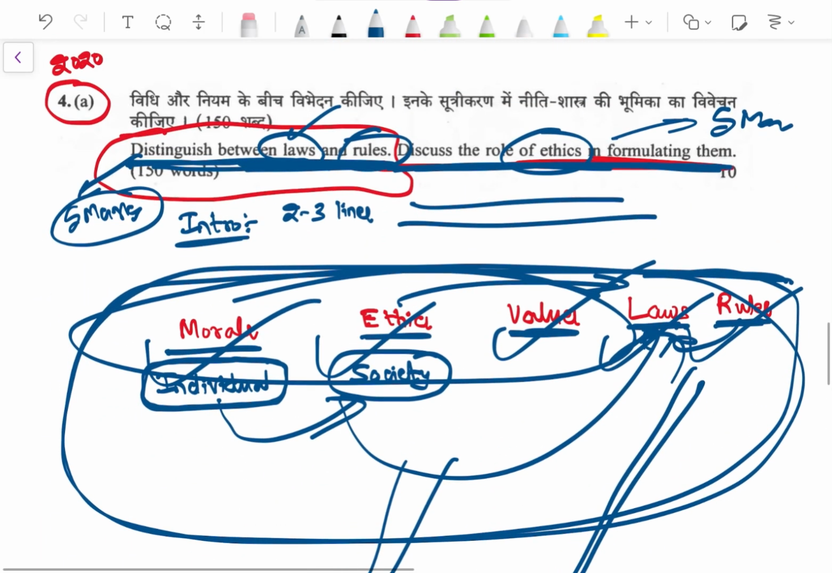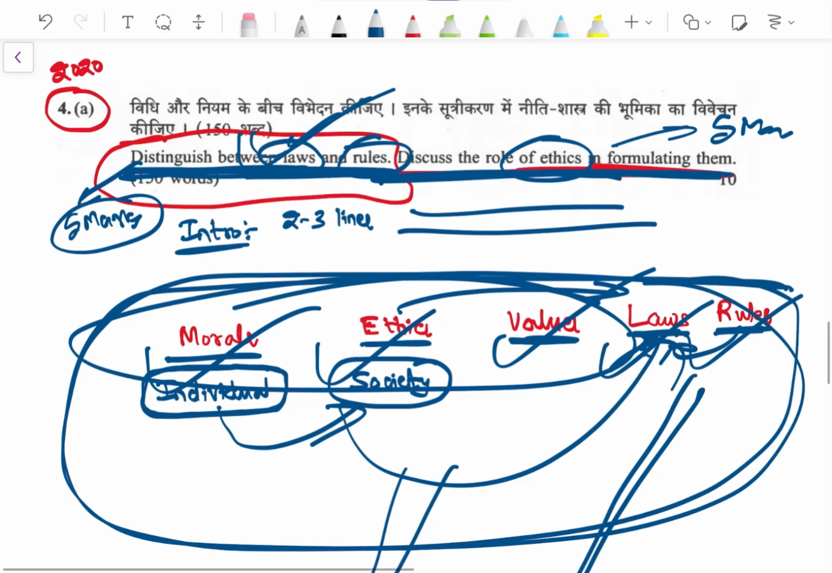So that's how we will write answers to questions. We will need to address each part, and we need to address different arguments in addressing what is asked in the question, right? So that's it for today's class.